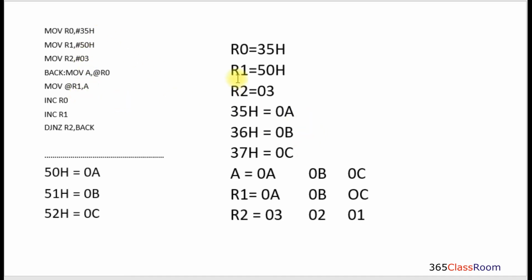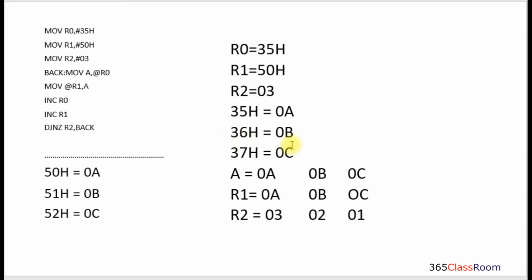Then first R2 is initialized as 03. Then DJNZ R2 means first this R2 is decremented to 02. Then it is again coming back here. Then MOV A, @R0. Here R0 is incremented, so the 35H address location becomes 36H. So the 36H value is copied to the accumulator.